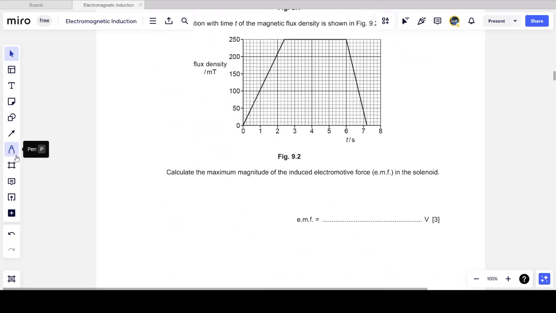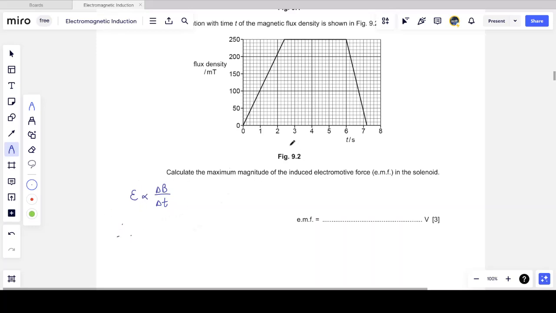How do we find the maximum EMF induced in the coil? Well, what we know is that the EMF induced, I'm going to use the symbol epsilon, but we can use the symbol uppercase E, is proportional to the rate at which the magnetic field is changing, delta B by delta T. And we'll see where this comes from.